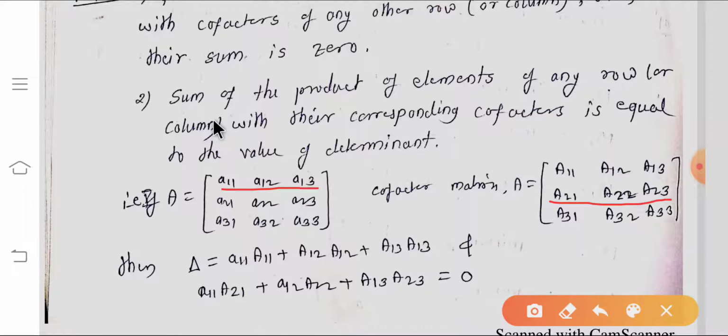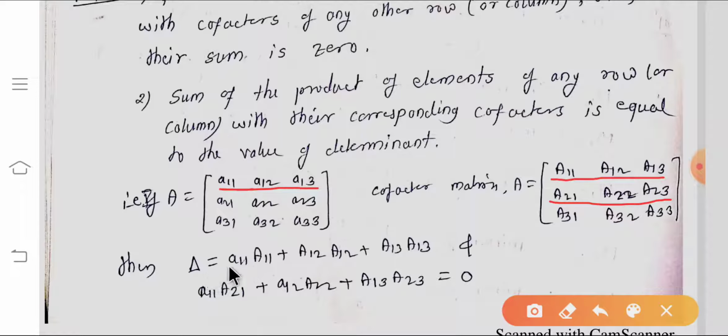And the second note indicates that the sum of the products of the elements of any row or column with their corresponding cofactors is equal to the value of the determinant. That is, if we multiply the elements of the first row of matrix A with the cofactors of the first row, then their sum is equal to the value of the determinant.